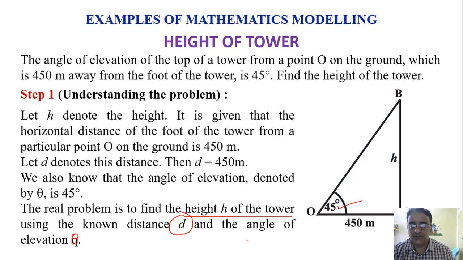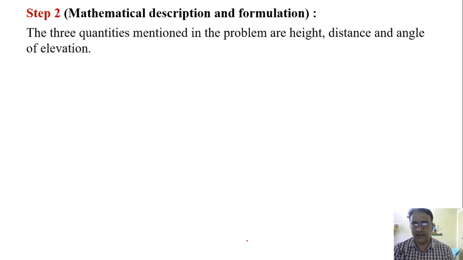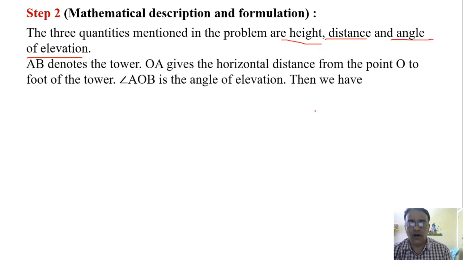Okay, so now the next step is mathematical description and formulation. So how will we describe it mathematically? The three quantities mentioned in the problem are height, distance and the angle of elevation, that is 45 degrees. Distance is 450. So how do we connect these three with each other? We take AB, as we have already drawn in the diagram. AB we took as the tower and OA as the horizontal distance from the point O to the foot of the tower, and angle AOB is the angle of elevation, that is 45 degrees.